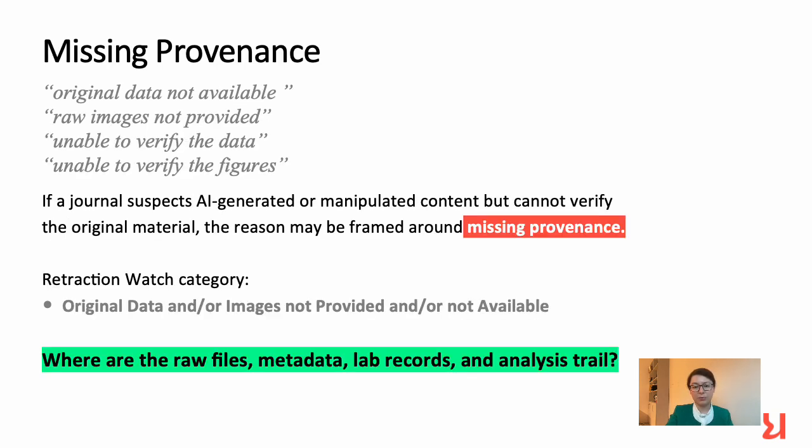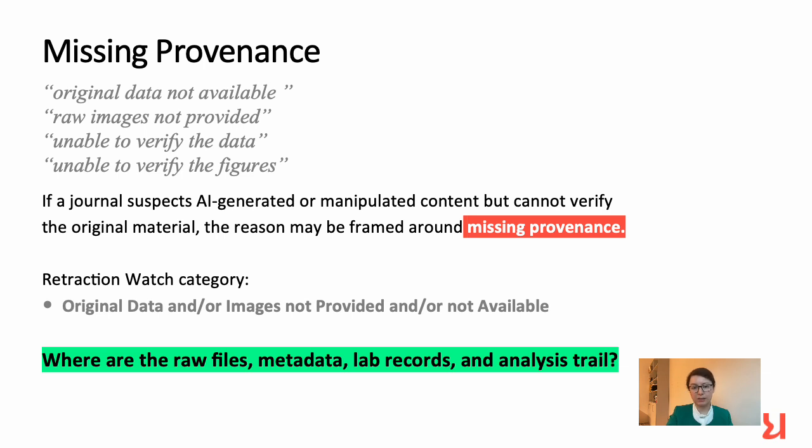One increasingly common reason underlying retractions involves something called missing provenance. Provenance simply means knowing where scientific evidence came from and being able to reconstruct how it was produced. When journals investigate suspicious papers, they often ask the author to provide the original dataset, the raw images, a record of how analysis was performed, or an independent reproduction of the workflow.